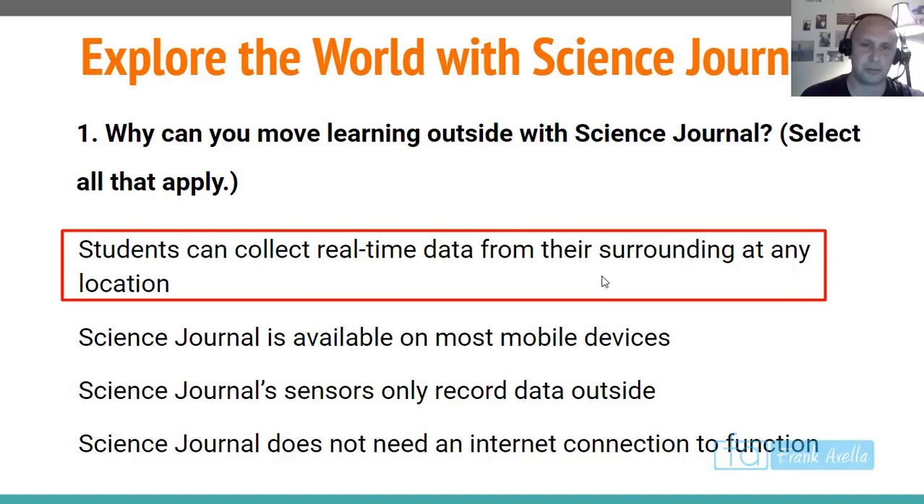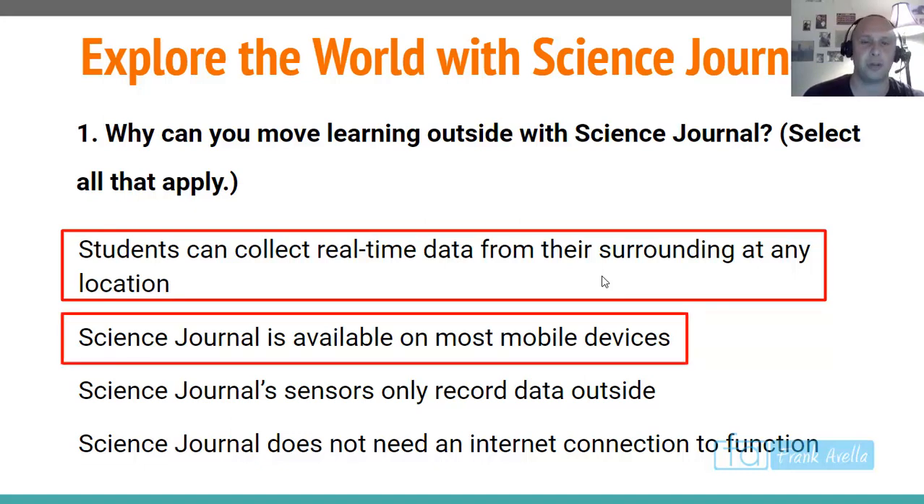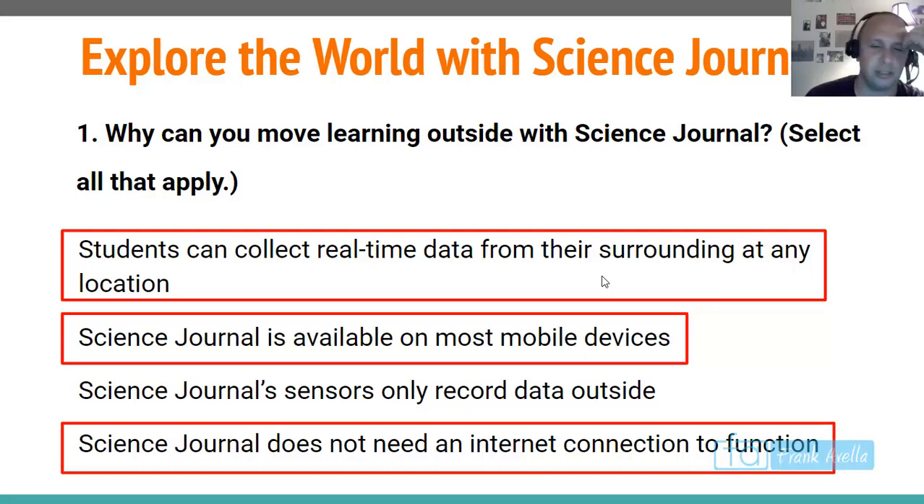Because students can collect real-time data from their surroundings. Science Journal is available on most mobile devices. That's why you're able to go outside, right? Science Journal does not need an internet connection to function, because once you have that app, you can use all the tools in there.